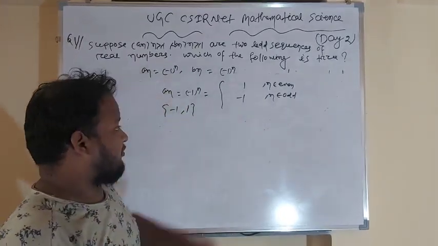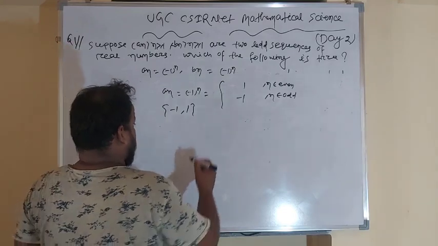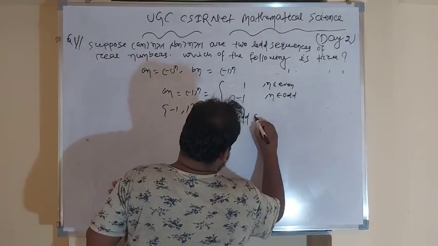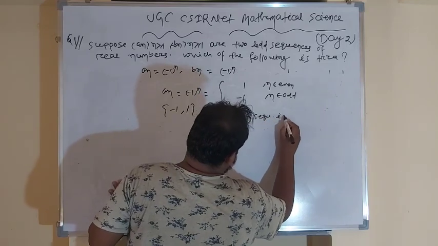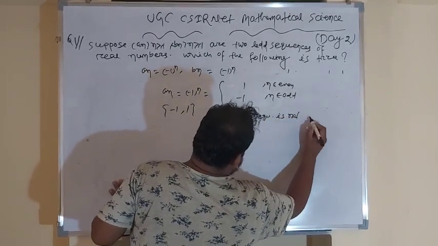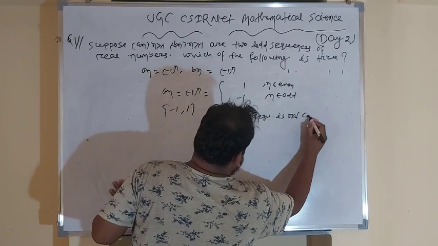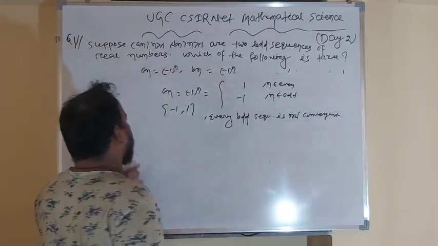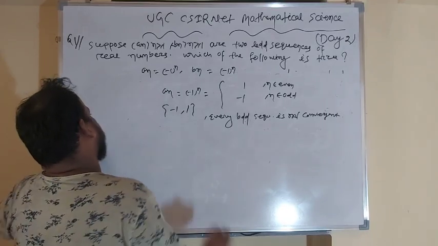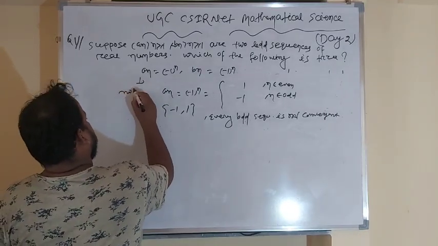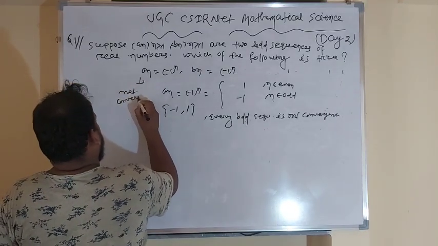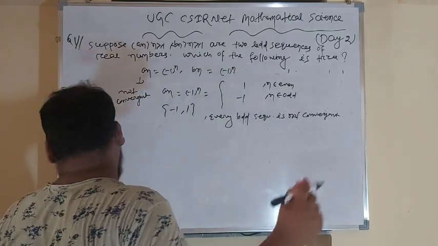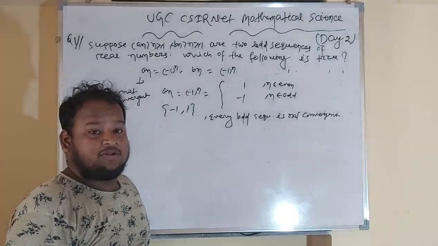But by a known result, a bounded sequence need not be convergent. That is, a_n and b_n are not convergent sequences. This is not a convergent sequence. First, let us choose option one.